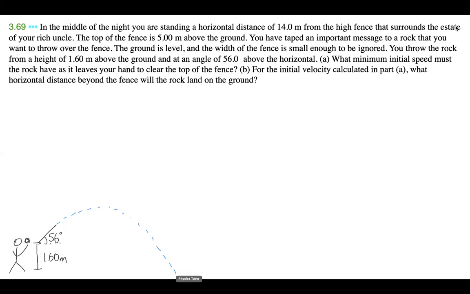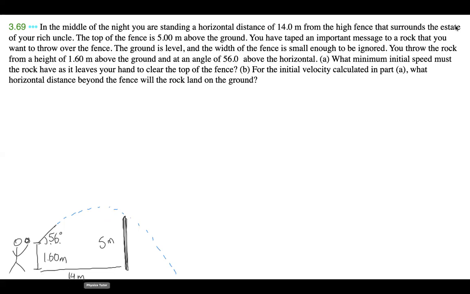so that it goes over this fence. So this fence is going to be 5 meters high. So this is the fence of our rich uncle. And it's so thin that the fence is small enough to be ignored. So it's so thin that we can just ignore this. We can just say that it's essentially just like a line. Okay. And this we said is 5 meters high. And we're standing a horizontal distance of 14 meters away. So that is 14 meters.